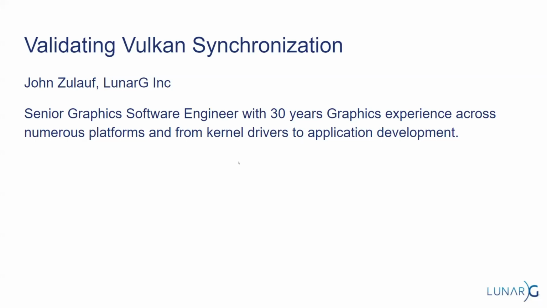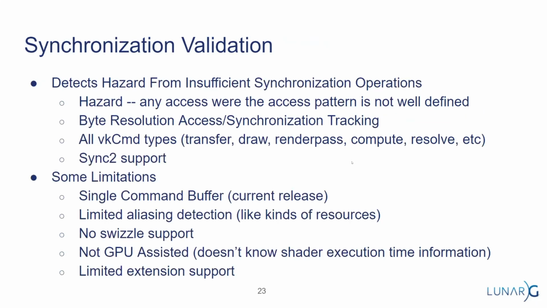So I'll be talking about how to validate this. So clearly from Jeremy's excellent description, this is difficult and challenging material. So it's important that you're able to check that you've got it correct. So what synchronization validation does is to detect the hazards that Jeremy's been talking about. It does so at byte resolution and for all of the Vulkan command types, and it has Sync2 support in it. However, the current release has some limitations.